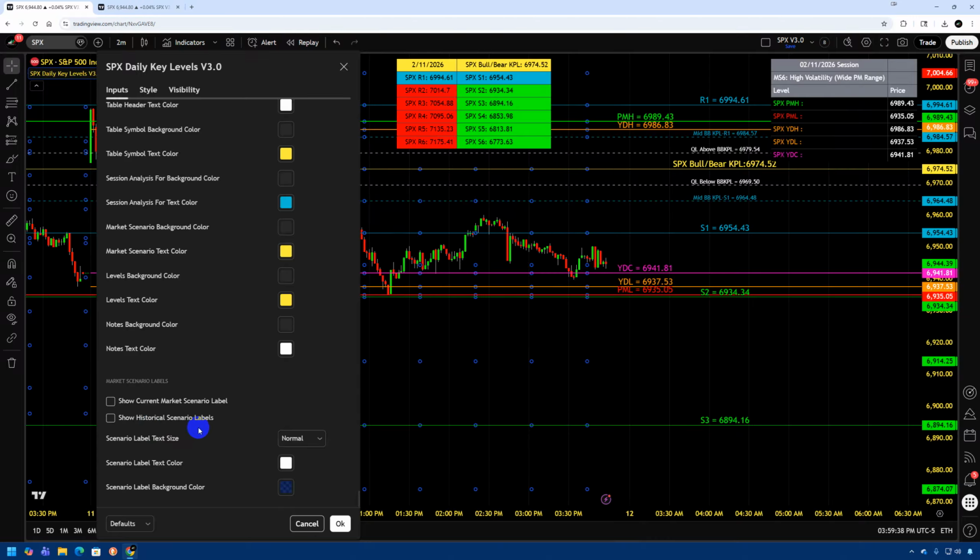Also, there are historical scenario labels. We'll get into that when we go more into the expanded historical levels that have been added, including these historical scenario labels. But just keep that in mind from now, that when you're looking back on historical sessions and looking at other levels in historical sessions, you also have historical market scenario labels, so you can go back and look at each session and you'll know what market scenario that session was.